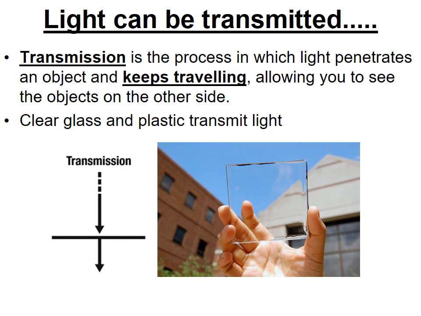Another behavior, like I said, is transmission, where light will strike a surface and continue going through it. So for example, if you look through this piece of glass, what happens is light strikes it and just keeps going through it on the other side. And usually if light is transmitted through an object very well, then you can typically see through that object.